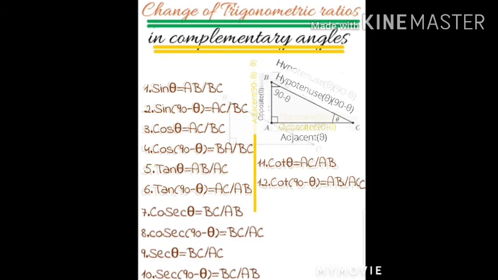Now see this triangle ABC. Here, if we assume angle C as theta, then we will get angle B as 90 minus theta using angle sum property. What is angle sum property? Angle sum property states that the sum of internal angles of a triangle should be 180 degree.